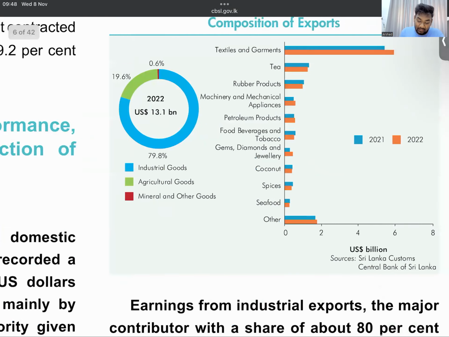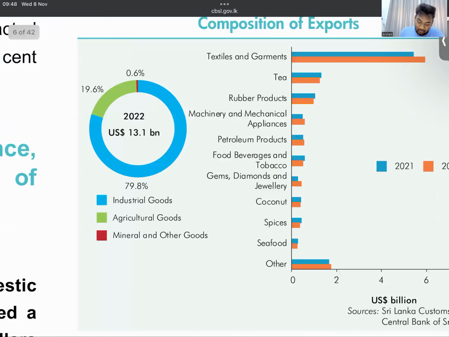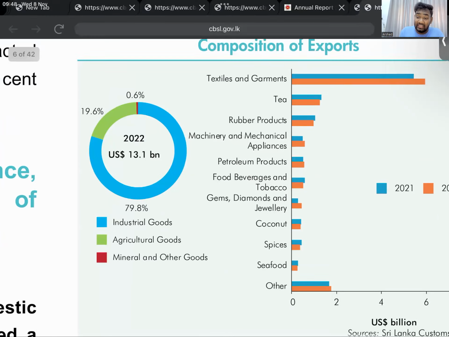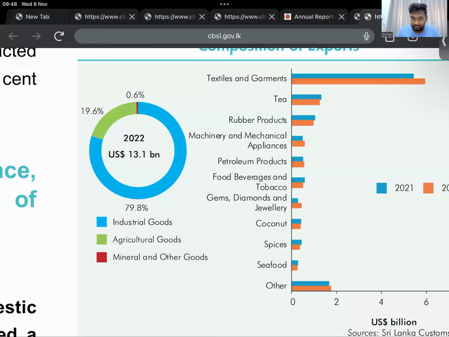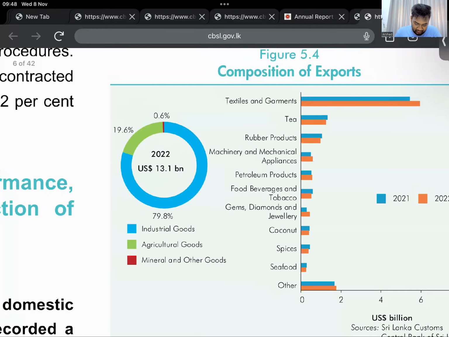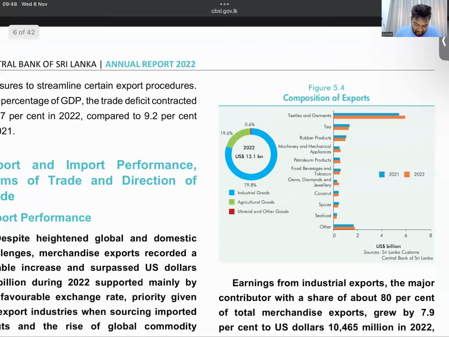Okay. Now, if they ask for this, where are gems under industrial?